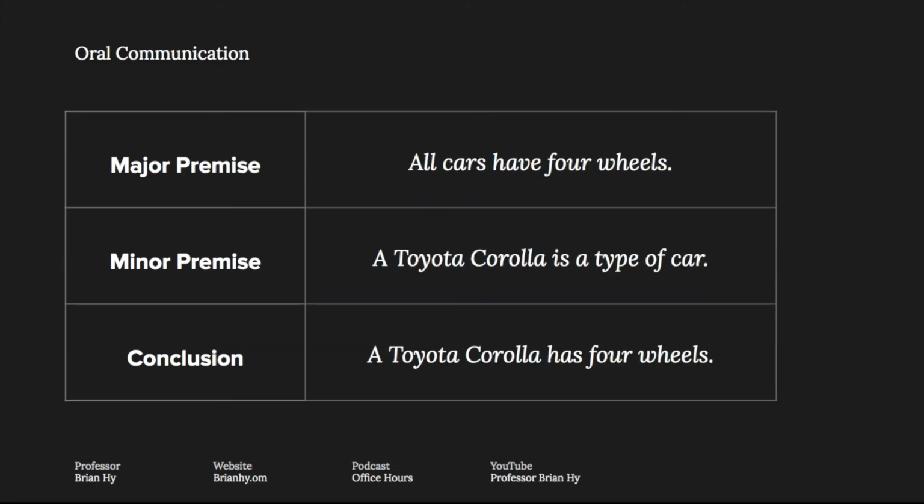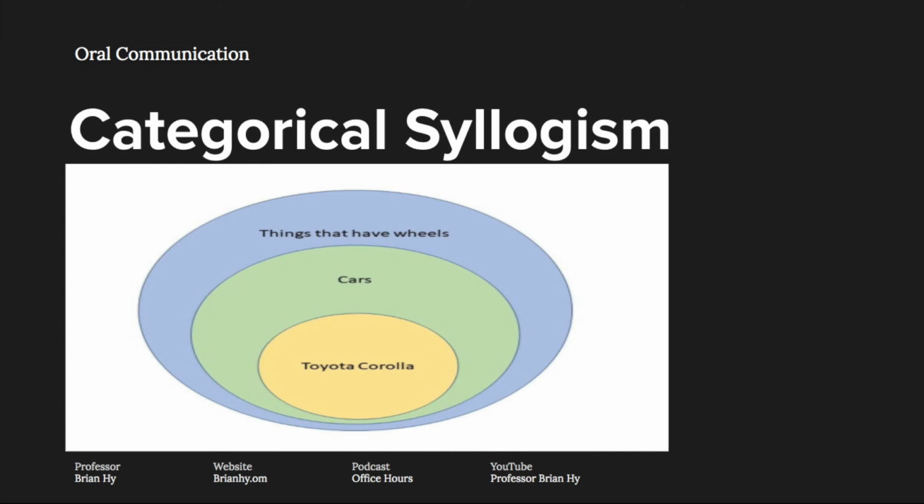For example, the following set of three statements make up a syllogism. The major premise: all cars have four wheels. Minor premise: a Toyota Corolla is a type of car. And now the conclusion: a Toyota Corolla has four wheels. This syllogism is an example of categorical syllogism because it relies on the inclusion of the specific instance, such as the Toyota Corolla, in a broader category, which is cars, to make an argument about the nature of a specific instance.